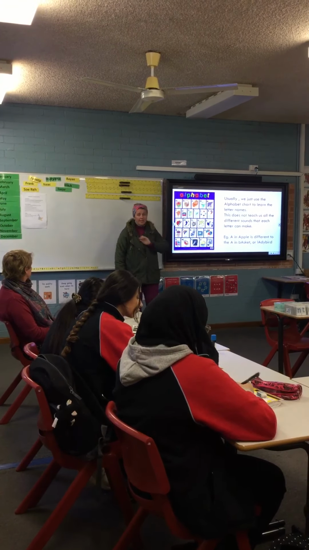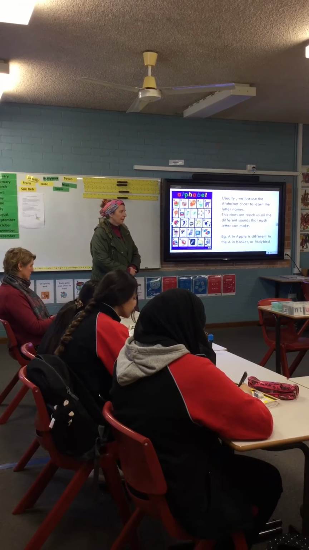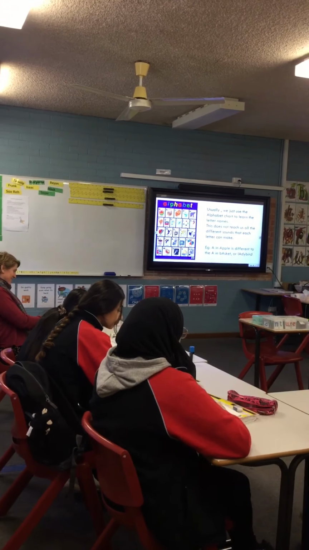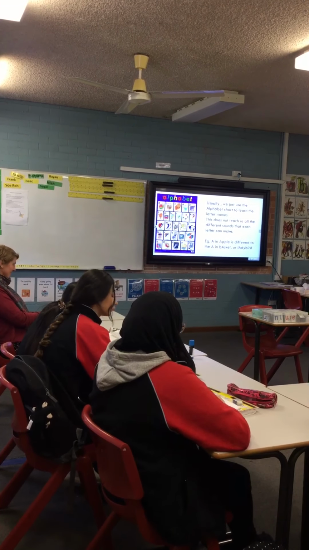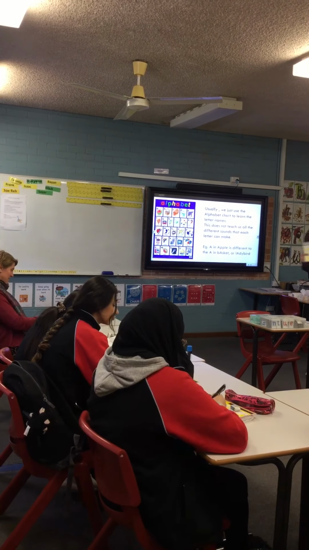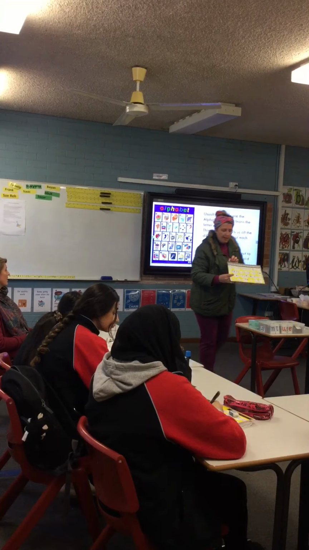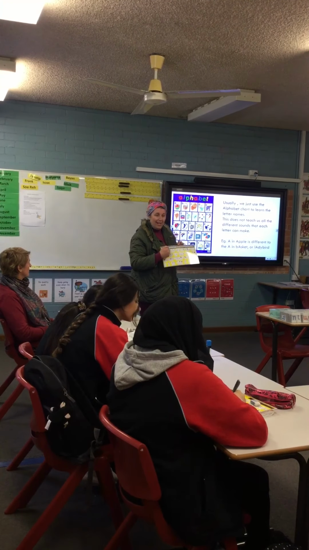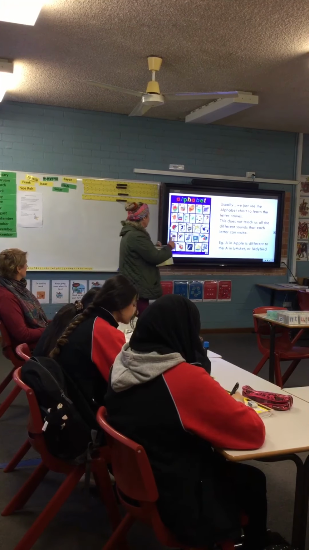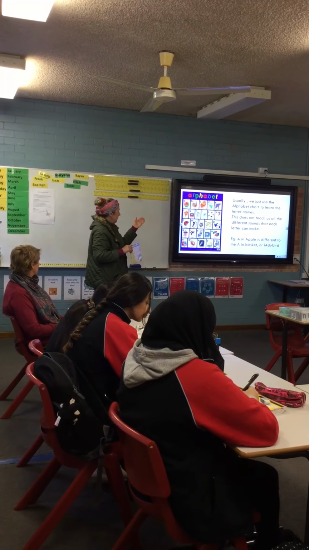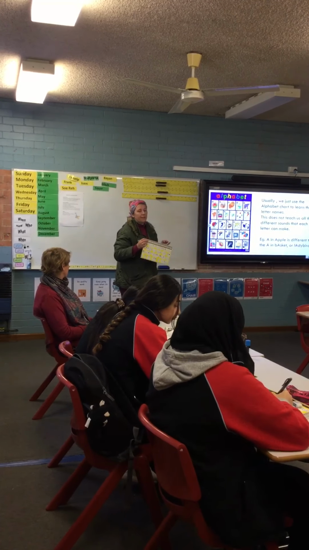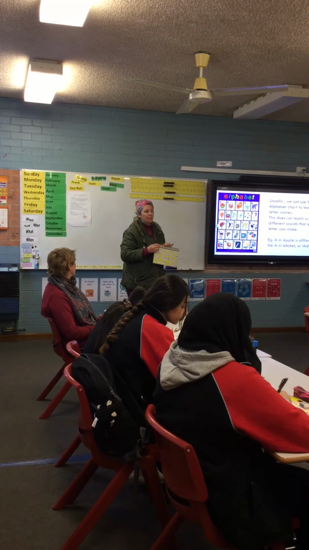The alphabet is how many different letters? Does anyone know how many different letters are in the alphabet? 26. Very good. And you'll notice on this side of your THRASS chart, you have the alphabet up the top. So these are just the letter names. Okay? So we just use the alphabet chart to learn the letter names. This does not teach us all the different sounds that the letters can make.